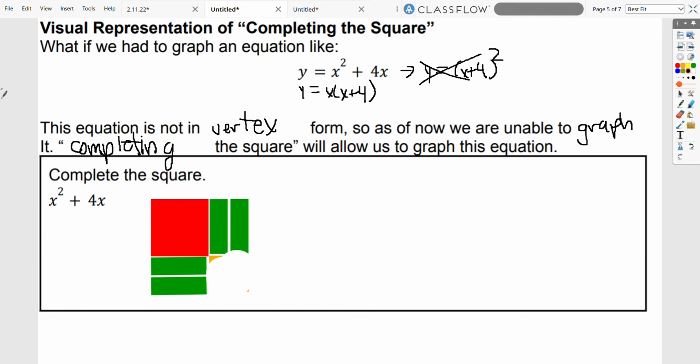We're going to complete the square with x squared plus 4x. We have x squared, and we have 4 x's, and we set up a square. By completing the square, we want to figure out what number is going to complete the square. How many little squares are going to go in these boxes? Hopefully you're thinking the number 4, because now we have a perfect square. So in order to complete the square, we get plus 4. The completed square equation is x squared plus 4x plus 4, and this is the visual representation. We're also going to go over how to calculate this without using the shapes every time.